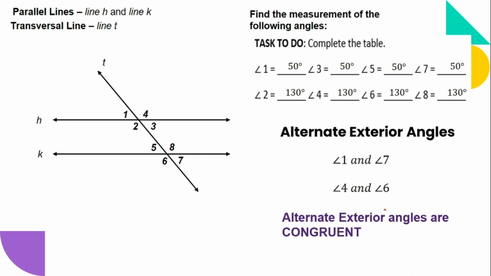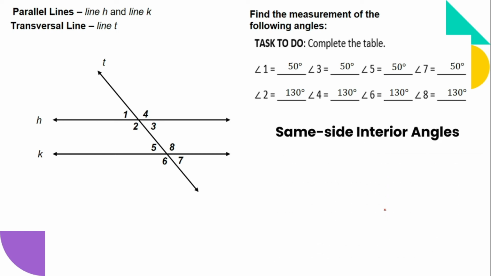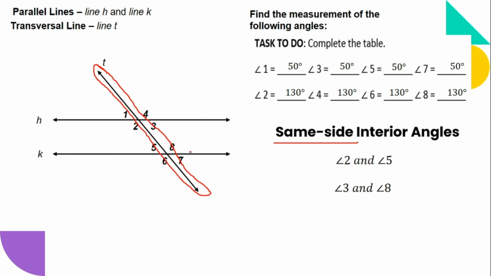Okay? Next, how about the same side interior angle? So ito yung ating transversal, wag tayo malilito, yung angle T. Ano ba yung interior angles natin? So I have 2, 3, 5, 8. But we're looking for the same side. So since ito yung ating transversal, alin ba sa 2, 3, 5, 8 ang nasa same side ng ating transversal? Ito yung ating transversal, same side ay 2 and 5. Tama? Pareho siyang nasa kaliwa ng ating transversal. And then 3 and 8, doon naman sa kanan ng ating transversal. Nasa same side sila and they are interior angles. That's why they are called same side interior angles.